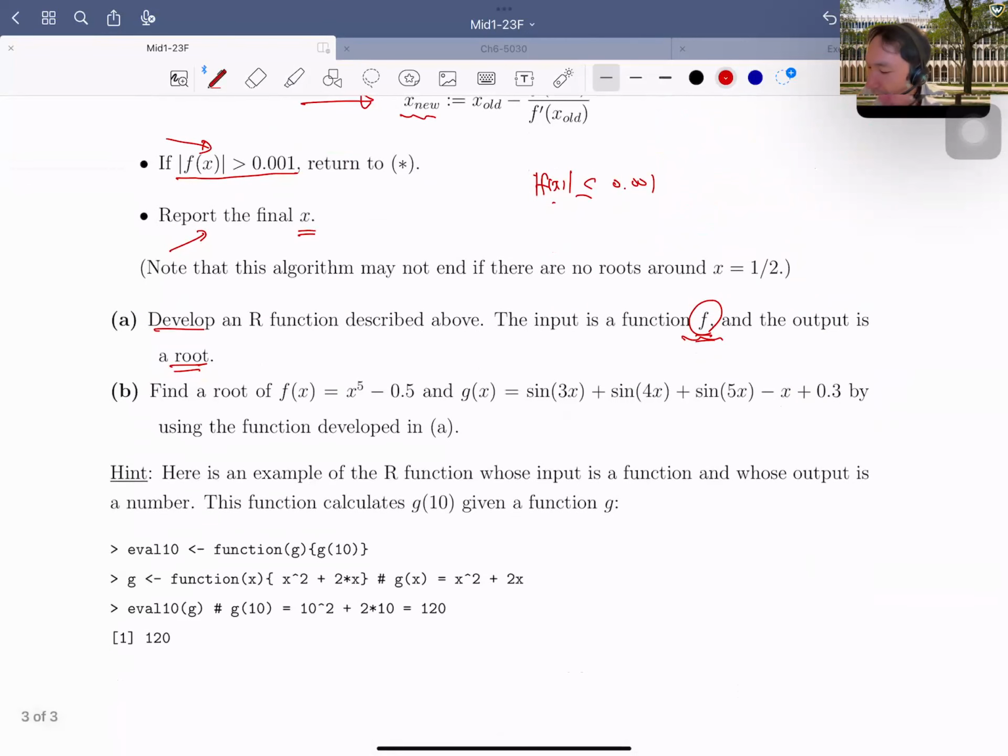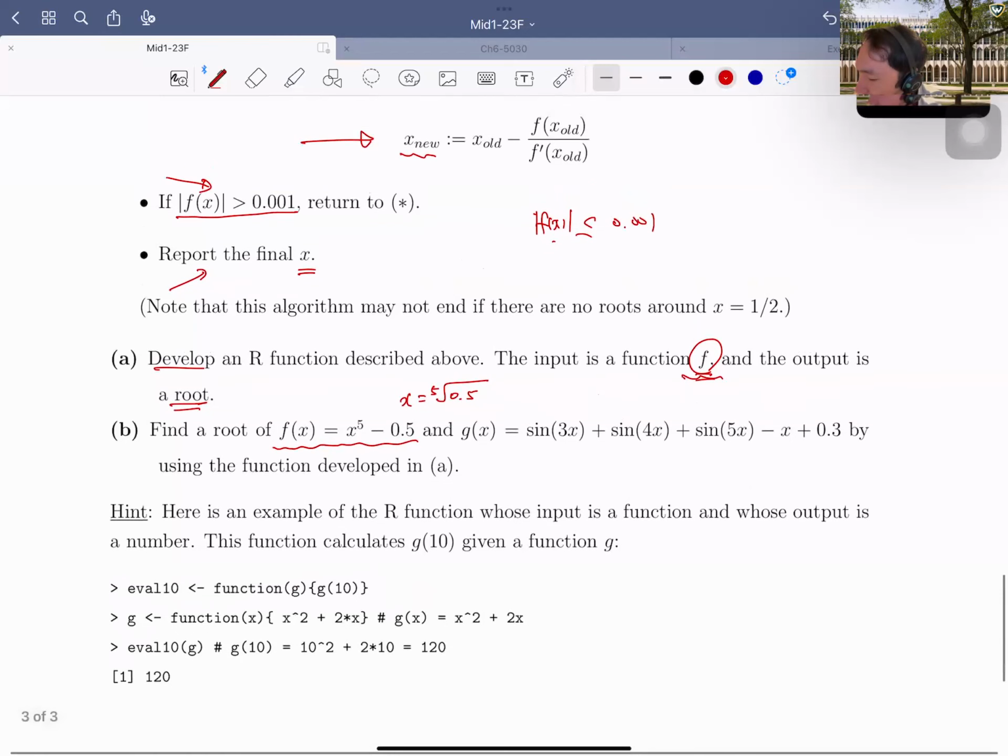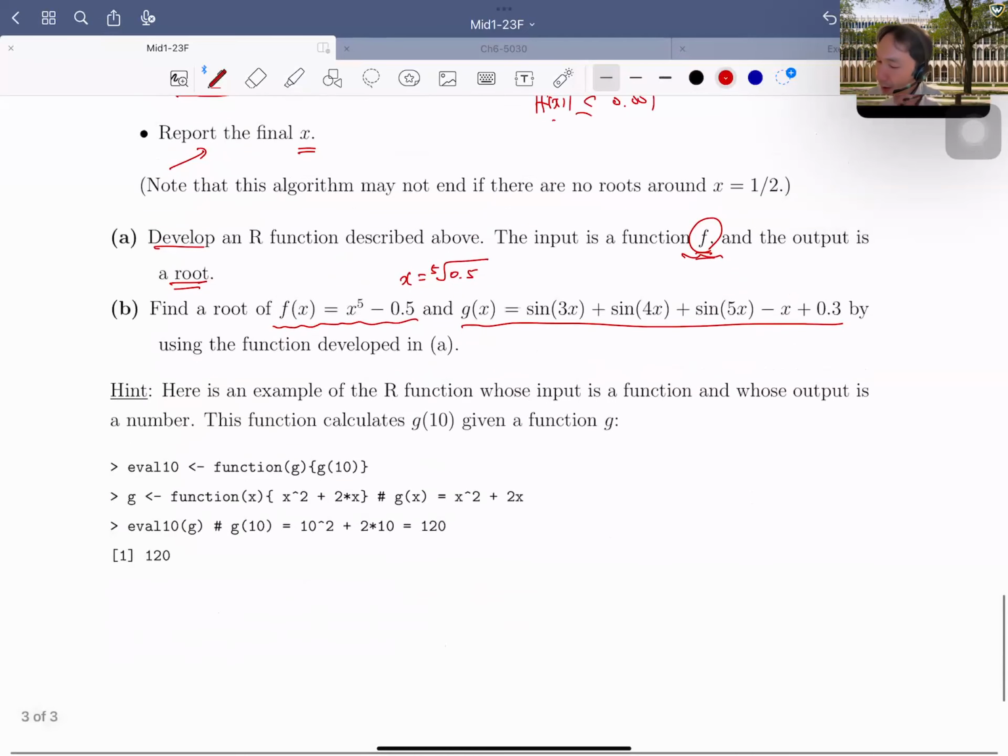And B is to try your function with some examples. The one is this. Obviously, the root is x equal to the fifth root of 0.5, right? You can calculate it, so you can check it. And g(x), I think this is a little more complicated, a sine curve. You can just start with x equal to 1/2 and find the solution. Yeah, so that's the question.